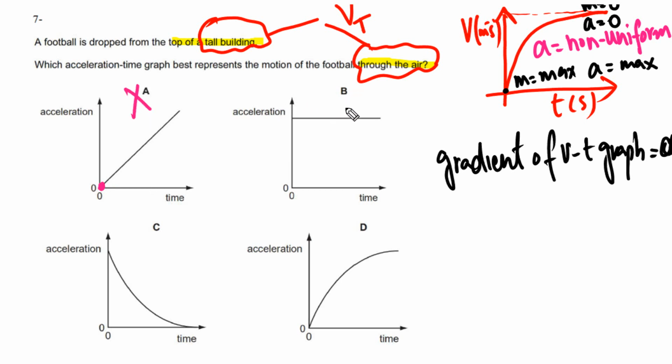Okay, option B is simply telling us that A is maximum, but it is not changing with time. So it's telling us simply that A is uniform, meaning A is constant. So this is also not the best possible option. If you look at D, as you can see here, it is also telling you A is zero, but at the beginning A is maximum. So this is also not the best possible option.